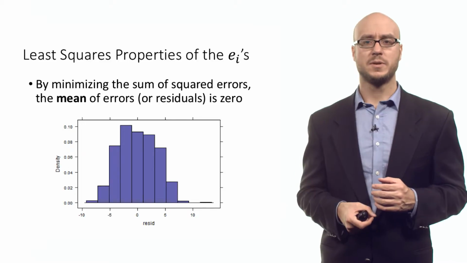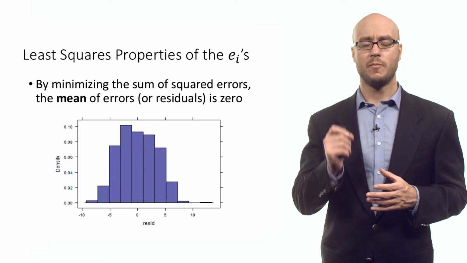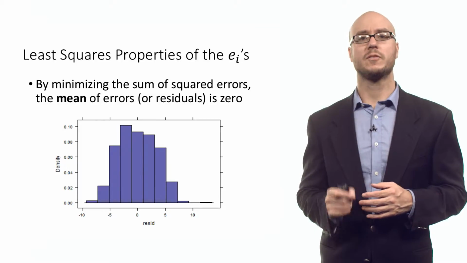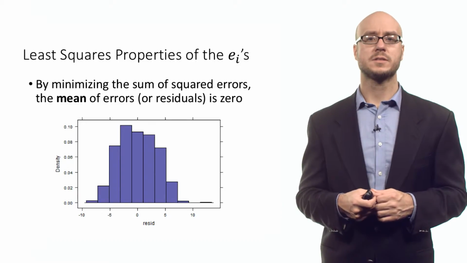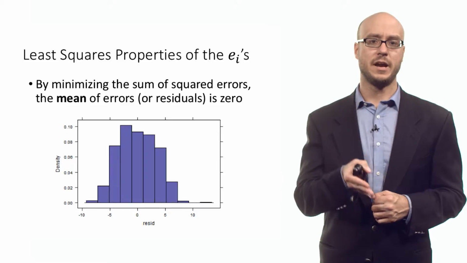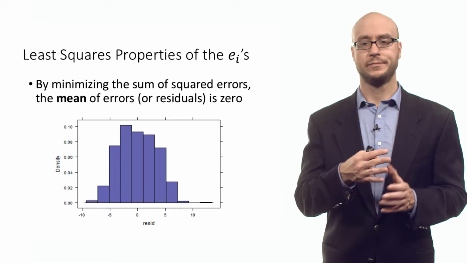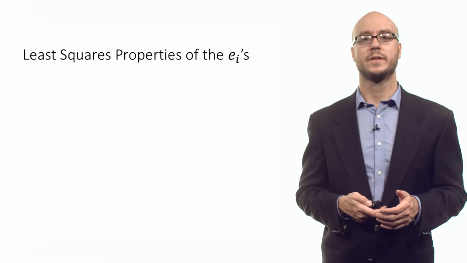One of the least squares properties of the errors, or the residuals, is that as a consequence of minimizing the sum of squared errors, if you take the average or mean of the errors, that is 0. So the average of the errors is 0. Right? They're equally likely to be above and below this value of 0.